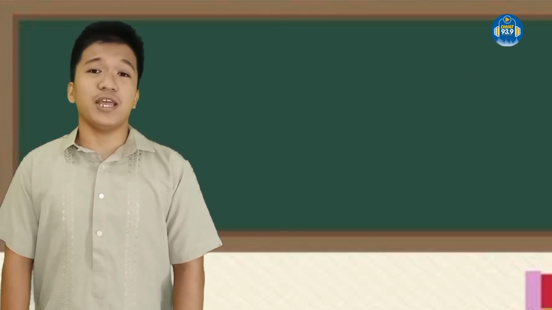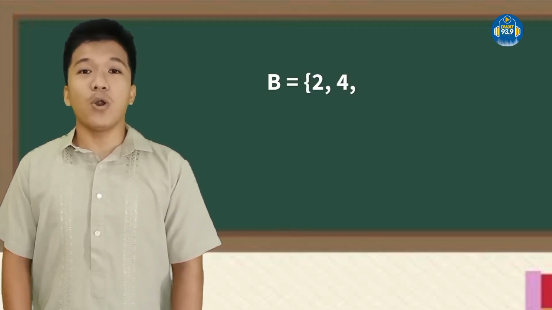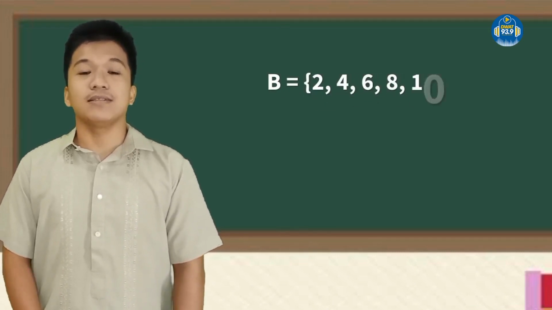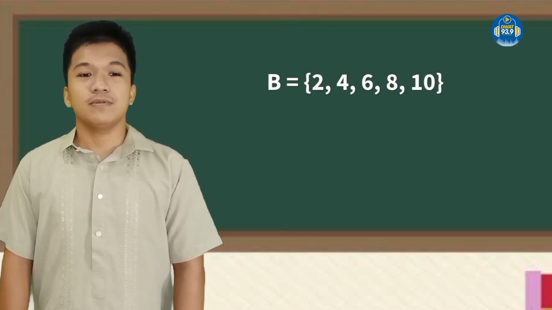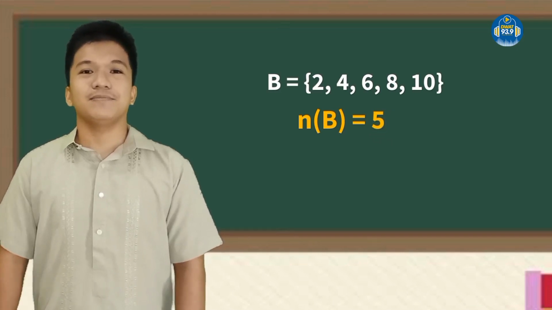What about this another example? Set B with the elements 2, 4, 6, 8, 10. The cardinality of set B is equal to 5. You are right.